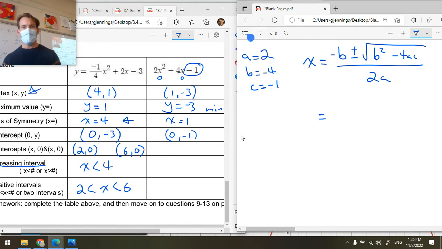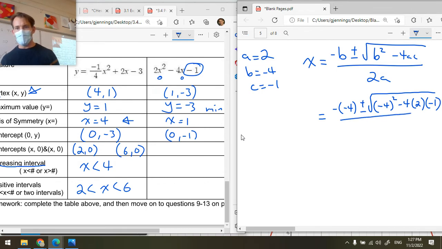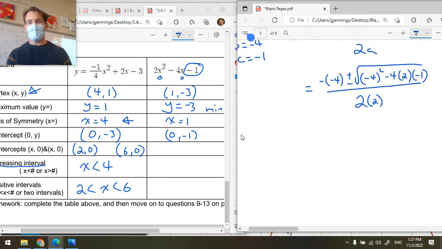This is going to be equal to negative negative 4. So negative negative 4, you can write it out this way, but just remember that that's just going to give me positive 4. Plus or minus the square root of negative 4 squared. This is me substituting in for b squared. Minus 4 times a, which is 2, times c, which is negative 1. Okay? All over 2 times a. So that's 2 times 2. Okay? Let's just substitute, and now let's solve.